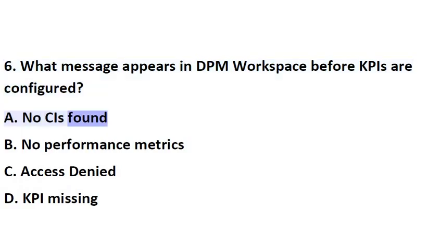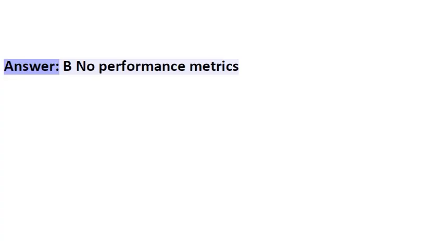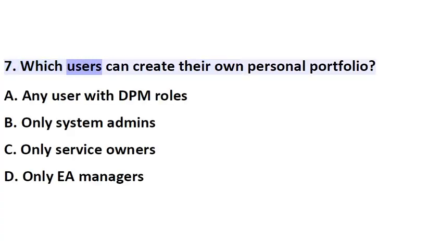6. What message appears in DPM Workspace before KPIs are configured? A. No sys found. B. No performance metrics. C. Access denied. D. KPI missing. Answer: B. No performance metrics.